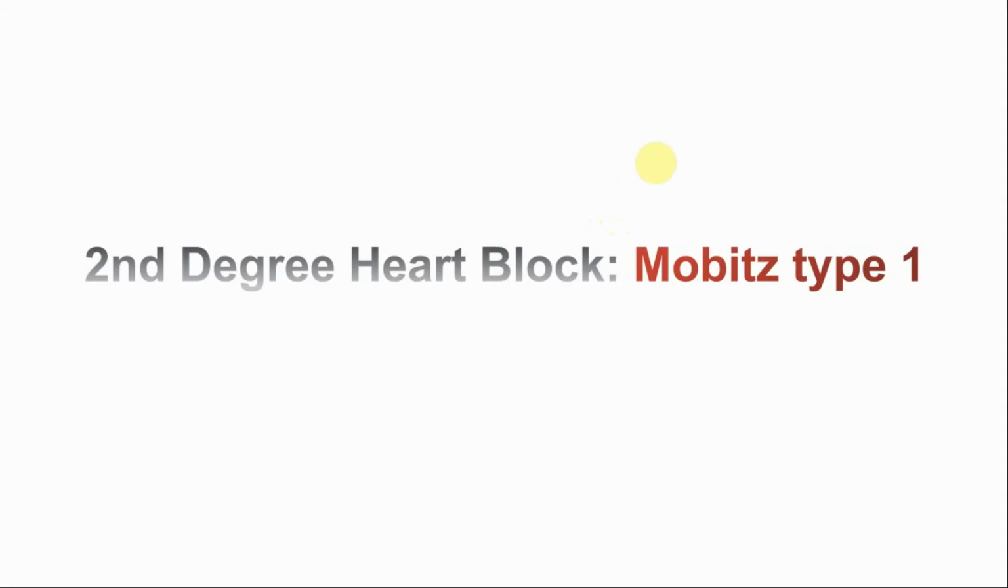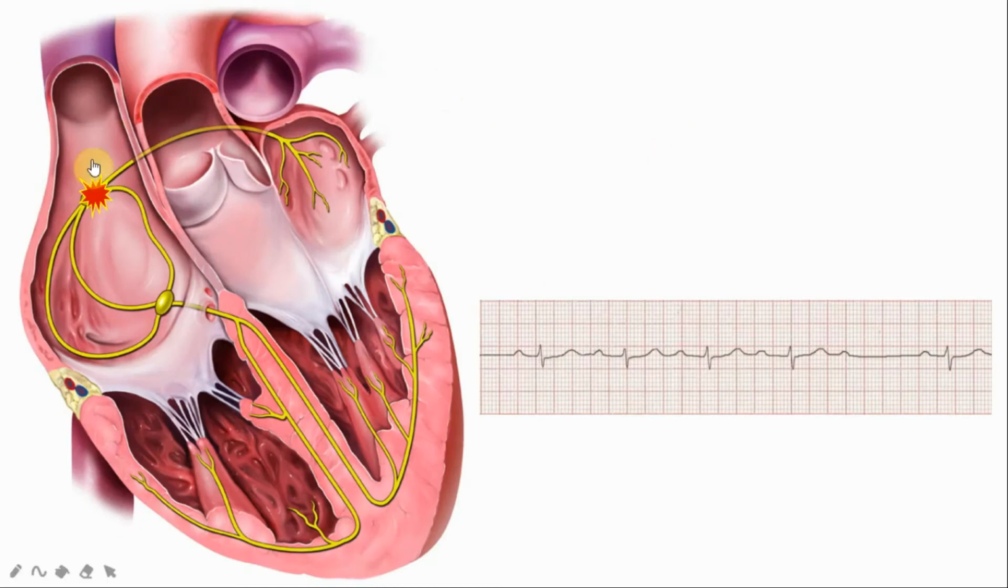Mobitz type 1 is when there is progressive prolongation of the PR interval, followed by a non-conducted P wave. Once again, this is the same type of animation. So what happens here is that there is a P wave followed by a QRS complex, then a P wave followed by a QRS complex, then again, and again, and then the fifth P wave is followed by no QRS complex. So this is a 5:4 second degree heart block, or Mobitz type 1 heart block.